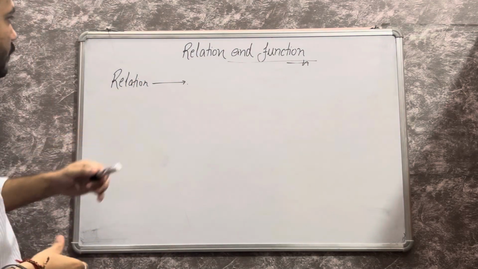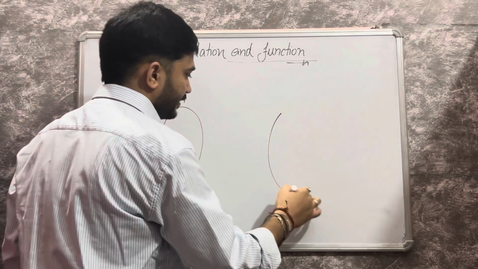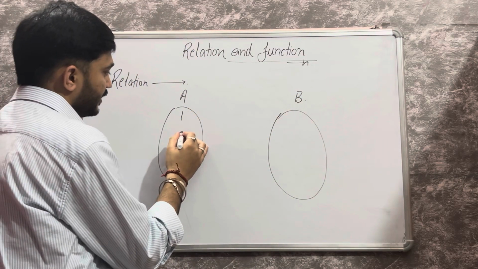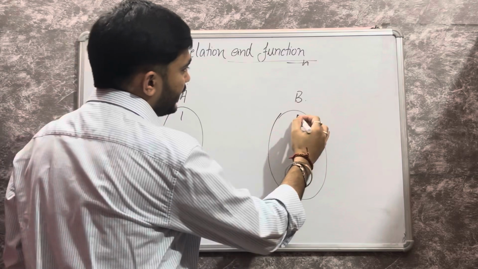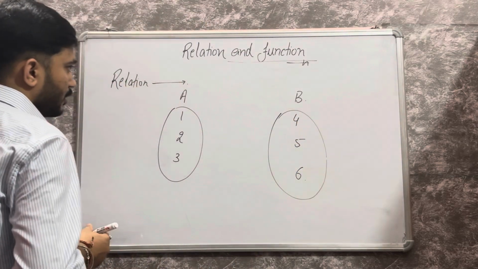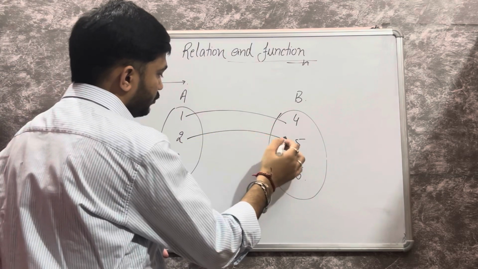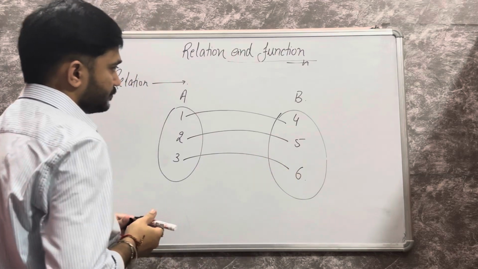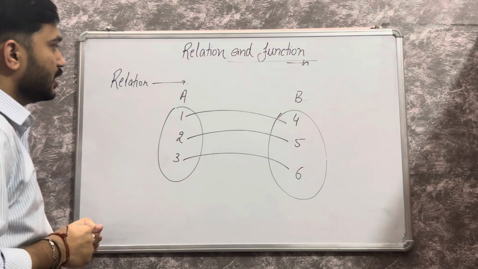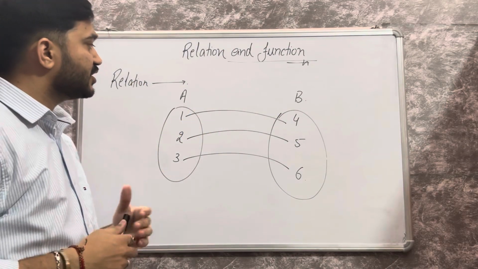In order to know what is relation, we are going to have two sets, set A and set B. Let there be three elements in set A, that is 1, 2 and 3, and three elements in set B, that is 4, 5 and 6. Let us say that 1 is connected to 4, 2 is connected to 5, 3 is connected to 6. Now we have a relation between two sets. So what is relation? The connection between two sets is known as relation, with some conditions in it.